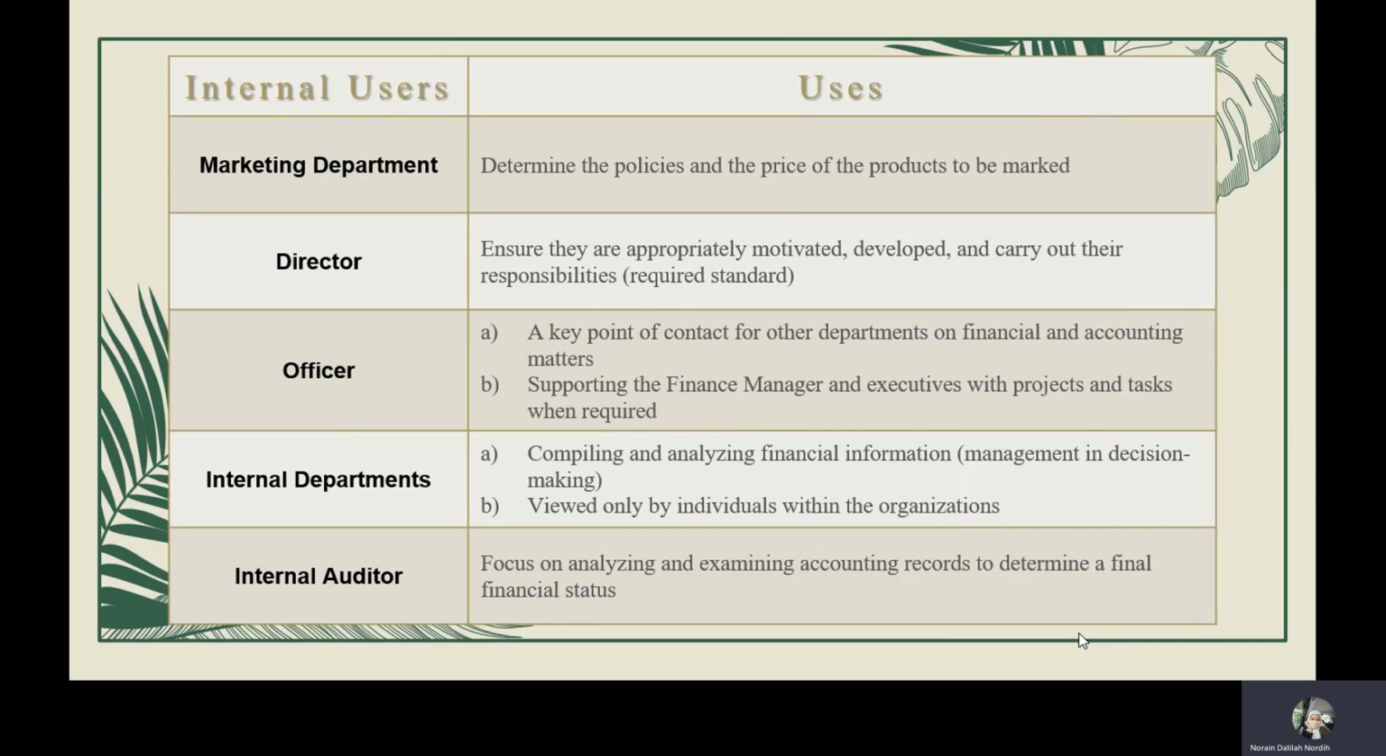And then 8. Officer. A key officer is a key point of contact for other departments on financial and accounting matters. They also support the finance manager and executives with projects and tasks when required. 9. Internal departments. They compile and analyze financial information which is given to the management in decision making. They are really important in the company.